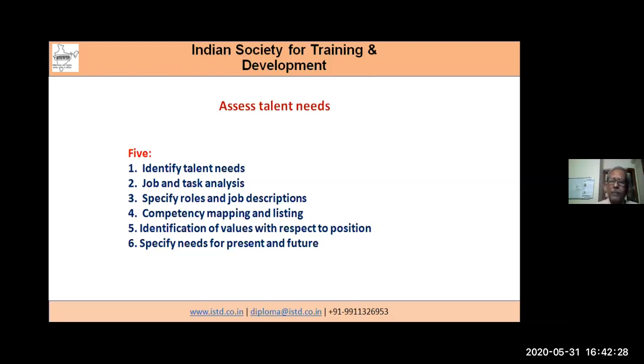And this is to be done for today and for the future, the present and the future. And when we talk of present and future, it is very, very important, particularly in today's time, that we must have a very proactive attitude. What's going to happen tomorrow? What are the eventualities in terms of growth, in terms of turnover, in terms of people leaving the organization? Those eventualities have to be kept in mind, and being proactive, everything has to be done according to that, and make the assessment of the talent needs.